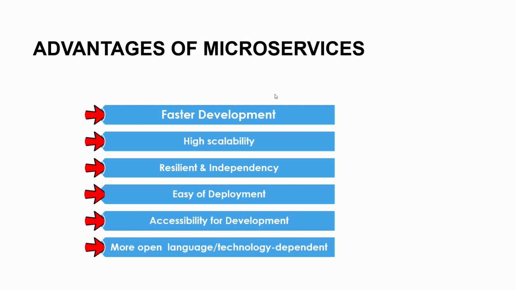Next one is accessibility for development. Since the larger app is broken down into smaller modules, developers can easily understand, update and enhance for new changes, which results in a faster development cycle if planned with the agile methodology. Moreover, the biggest advantage of microservices is that we are not constrained by the language barrier.